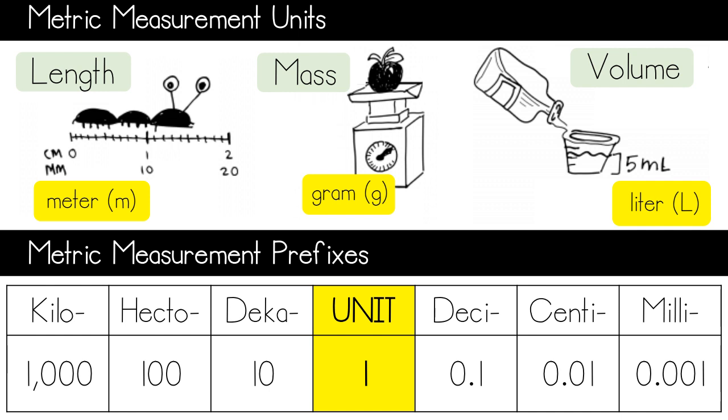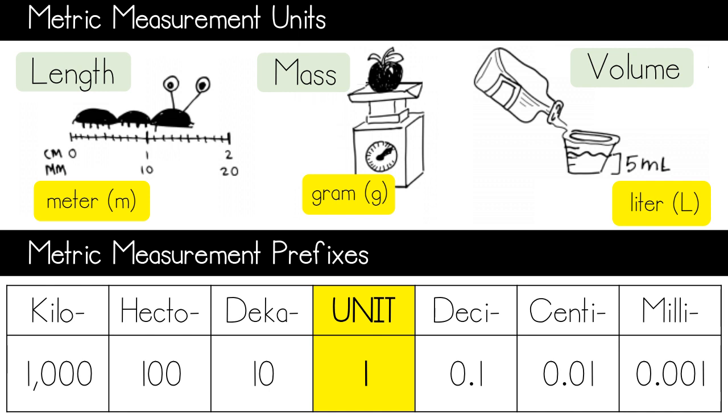Those are our units. Now there's also prefixes that we add to these words. So we have kilometer, hectometer, decameter, just meter, decimeter, centimeter, millimeter. And same thing with grams. We have kilograms, hectograms, decagrams, grams, decigrams, centigrams, milligrams. And it's the same thing with liter.